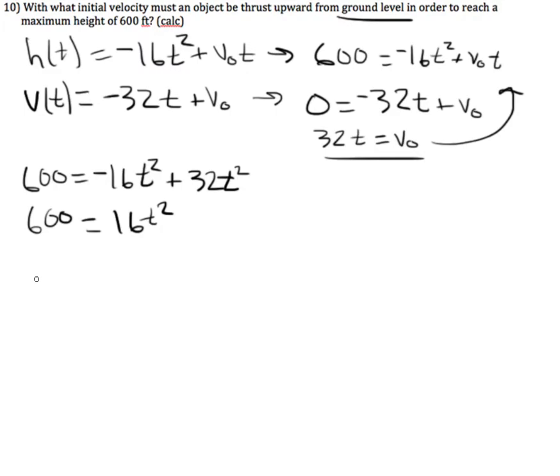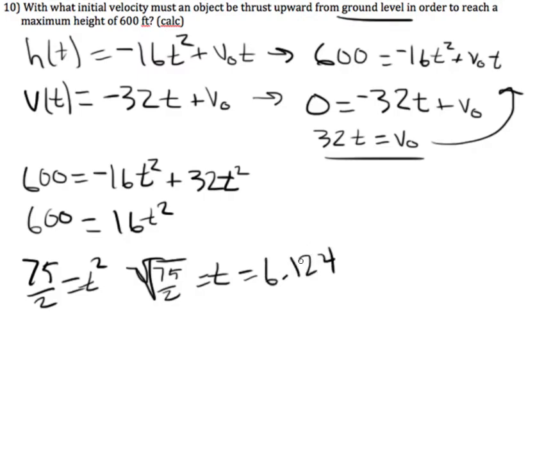And I get some super funky number, 75 over 2 equals t squared. Take square root of both sides. Square root of 75 over 2 equals t. And when you do that, the positive number that you're going to get, which is the one that we're going to want, is going to be 6.124. Sweet. So that tells us the t value. So the time, the seconds that it reaches that maximum height.